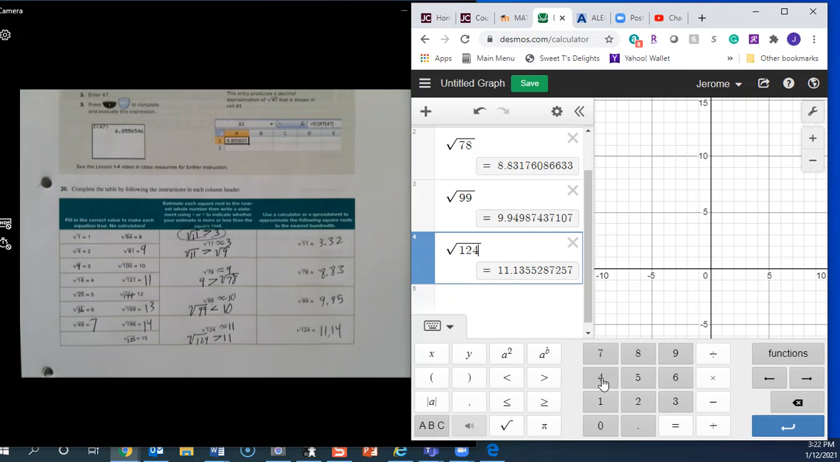Now, if you notice here, this is 3.32. That is greater than 3, what the square root of 11 is. Square root of 78 is 8.83. It's less than 9. Square root of 99 is approximately 9.95, which is less than 10. And then finally, the square root of 124 is 11.14, which is greater than 11.